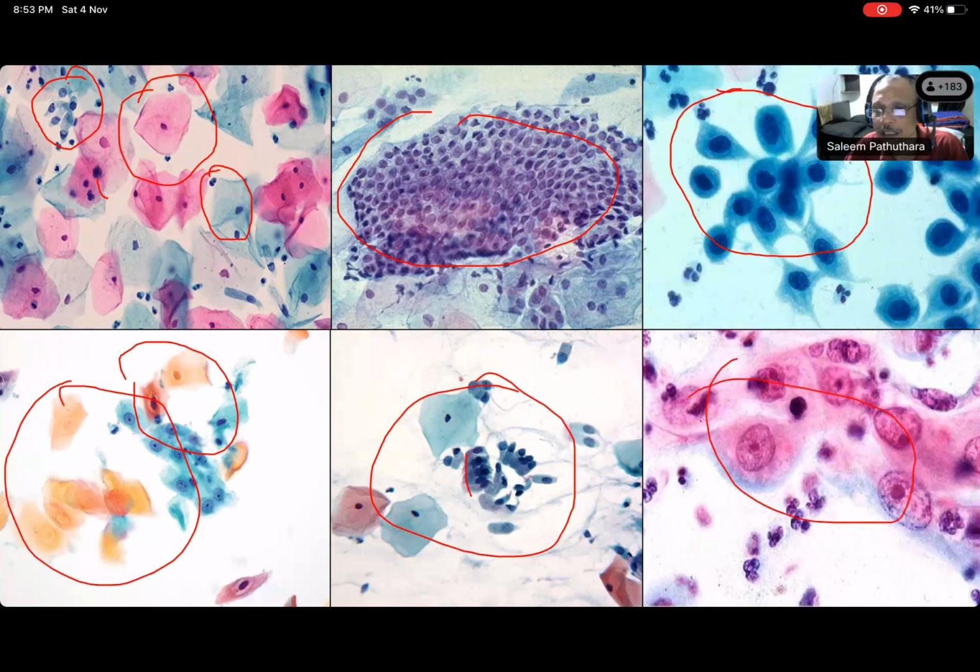And here we can see some treatment-induced changes. The cells are enlarged, hyperchromatic, the nucleus is looking very bad, the nuclear membrane is disrupted, and the cytoplasm is showing degenerative changes. All these things can be appreciated if the staining is proper.